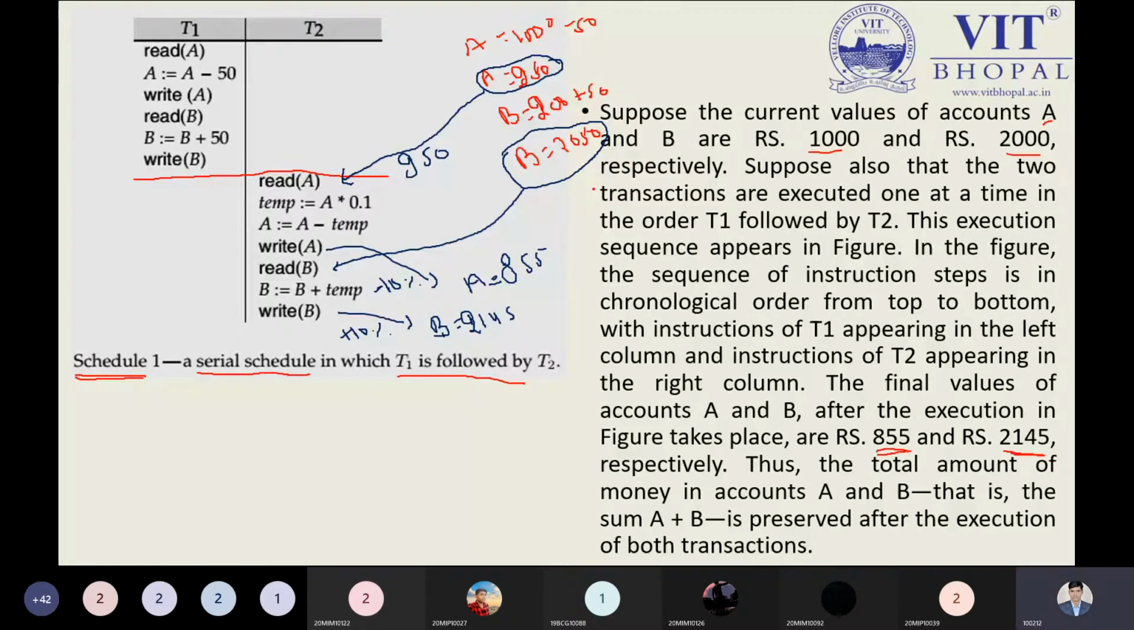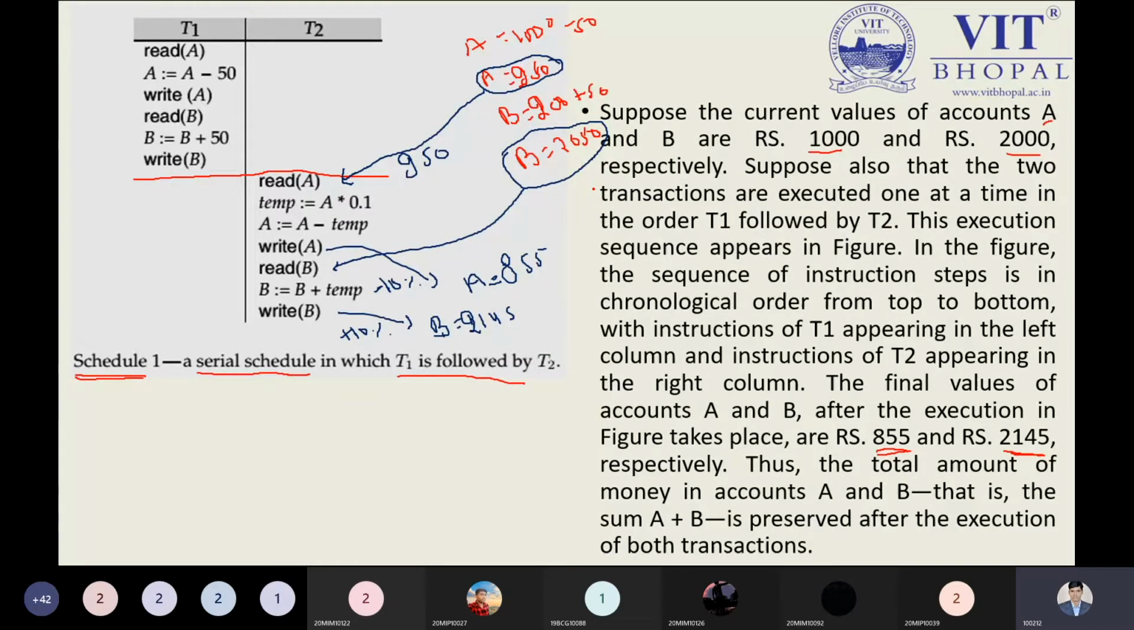And the final values of A and B after the execution will be rupees 855 and rupees 2145 respectively. So how are you getting that? Here I am reading A equal to 950. How am I getting that? Because A was 1,000 rupees and 50 was deducted in our previous transaction.